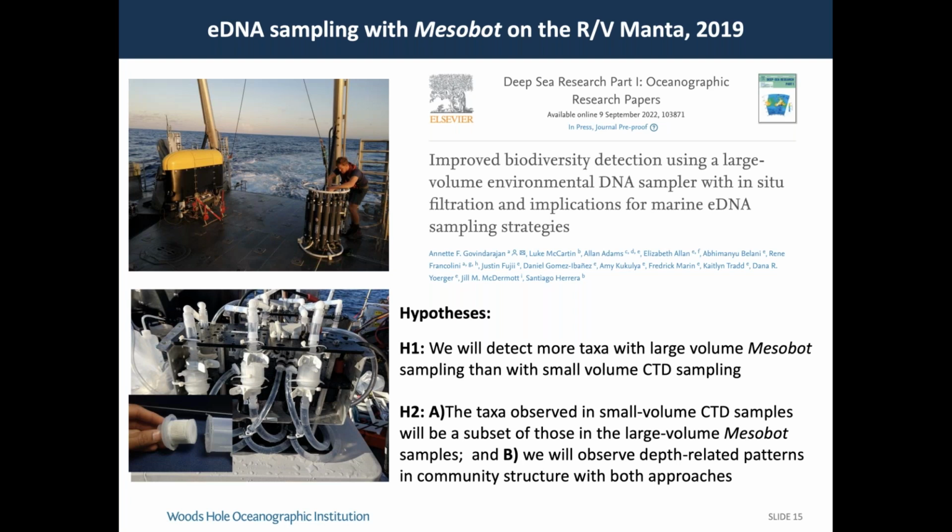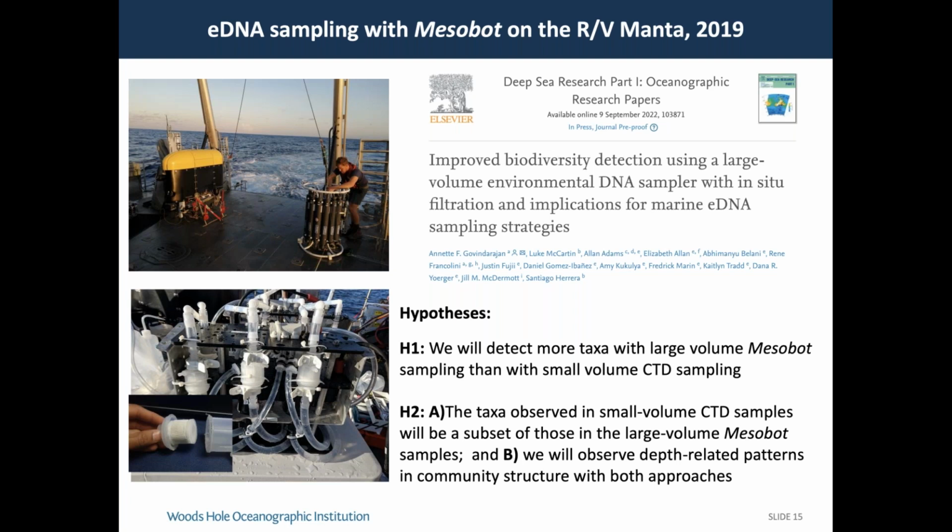This work, published last year, shows our first version of an eDNA large volume multi-sampler that we put on the midwater robot Mesobot, and we did this work in collaboration with Santiago Herrera, Jill McDermott, and Dana Yerger. We did these deployments in the Gulf of Mexico, and we compared the large volume sampling with the typical CTD sampling approach with the Niskin bottles.